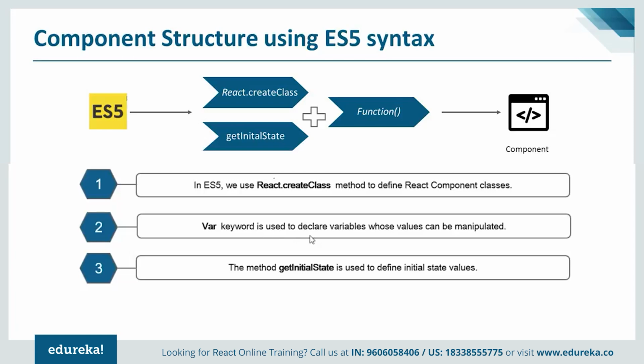The var keyword is used to declare a variable whose values can be manipulated. This is a very important point to note here: in ES5, we are using var, which works as a global declaration of the variable. And then the third one is the method used to define the initial state values. So we can get the initial state in the getInitialState method.